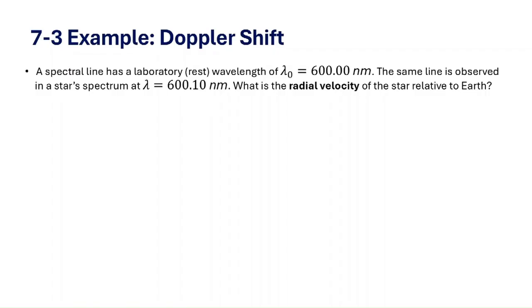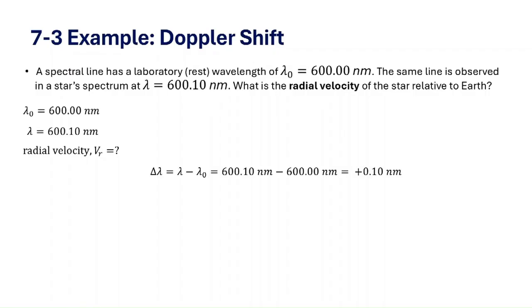First we need to calculate delta lambda, which is the change in wavelength. We know the observed wavelength lambda is 600.1 nanometer, and the laboratory wavelength lambda naught is 600 nanometer. So what is delta lambda? It is just lambda minus lambda naught. So subtracting these two values we get delta lambda equals 0.10 nanometer. Now here we have a positive sign. Delta lambda is greater than 0, right? So this already tells us the star is moving away from us, which is a redshift, right?